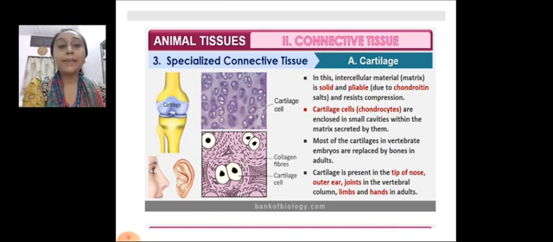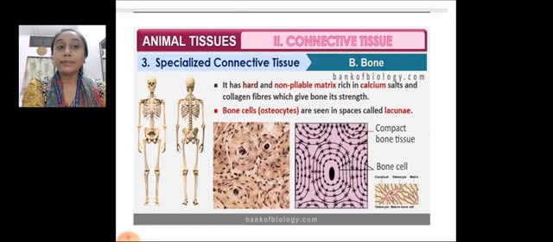But in certain parts of the human body, cartilage is still left, like the tip of the nose, like our pinna, the external ear here, like our larynx, the sound box, is it not? At the end of the long bones, there is cartilage still present. Now, after cartilage, we will study about the bones.